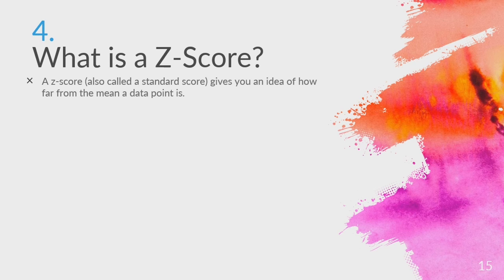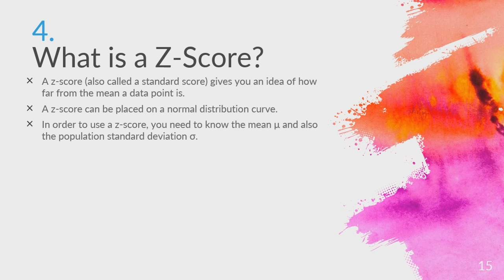Simply put, a z-score, also called standard score, gives you an idea of how far from the mean a data point is. A z-score can be placed on a normal distribution curve. In order to use a z-score, you need to know the mean and also the population standard deviation. Z-scores are a way to compare results to a normal population.